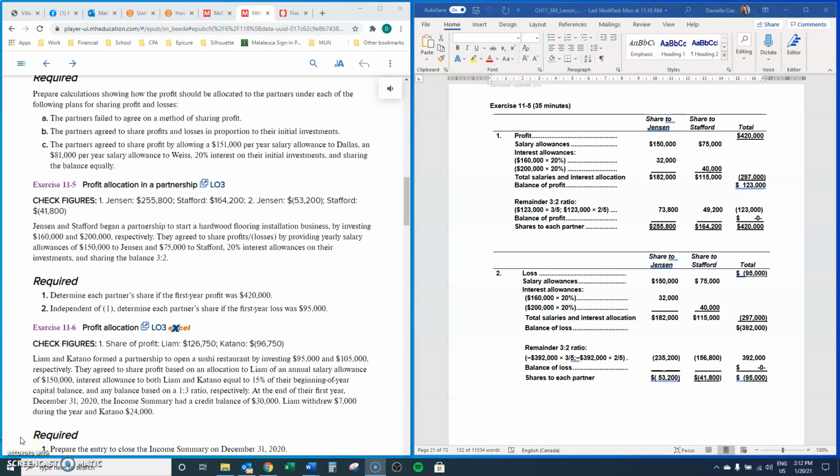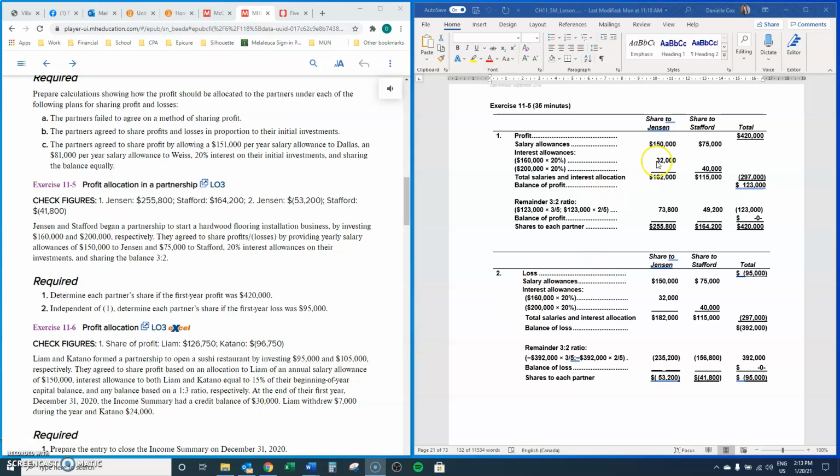Okay, let's look at 11.5. Jensen and Stafford began a partnership to start a hardwood flooring business. They invested $160,000 and $200,000 respectively. They agreed to share profits and losses by providing yearly salary allowances of $150,000 to Jensen and $75,000 to Stafford, 20% interest allowances on their investments, and sharing the balance at a 3-to-2 ratio. So in part 1, determine each partner's share if the first year profit was $420,000.